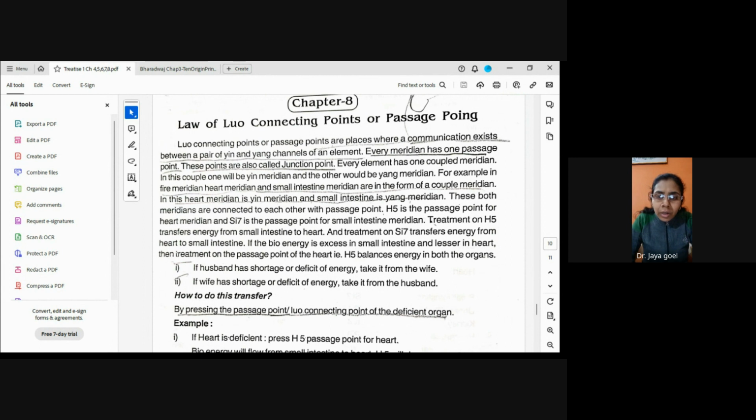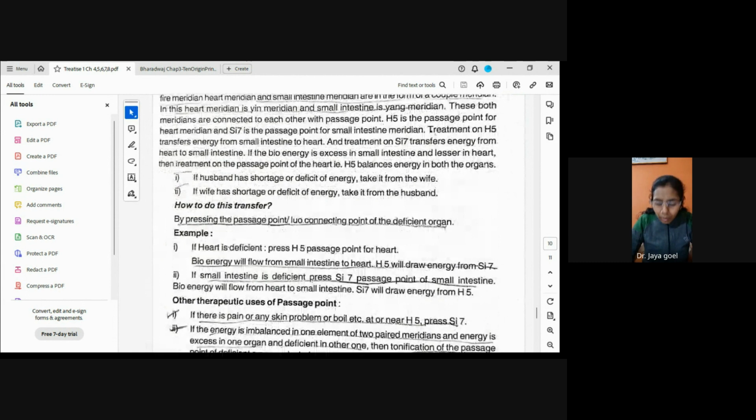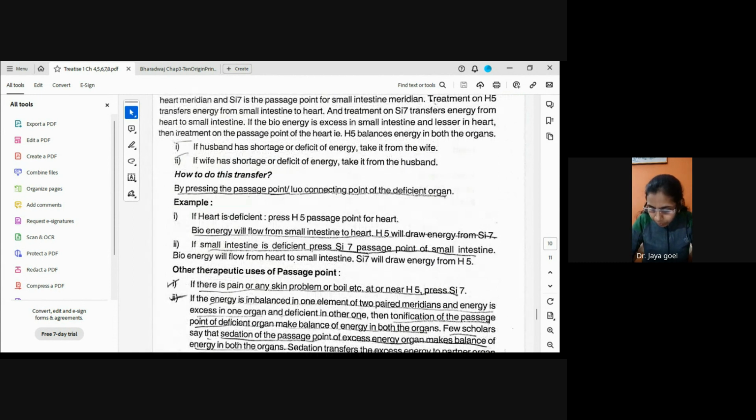So this is the way that one meridian can take energy from another meridian. One that has a deficiency can take the excess energy from the other meridian, and you can say it helps in balancing the energy of the meridians. How does it transfer? By passing the excess energy to the deficient energy organ, the Luo connecting point is treated.